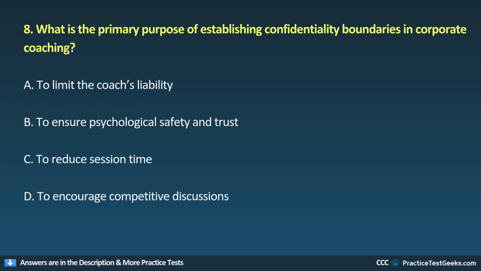8. What is the primary purpose of establishing confidentiality boundaries in corporate coaching? A, to limit the coach's liability. B, to ensure psychological safety and trust. C, to reduce session time. D, to encourage competitive discussions.